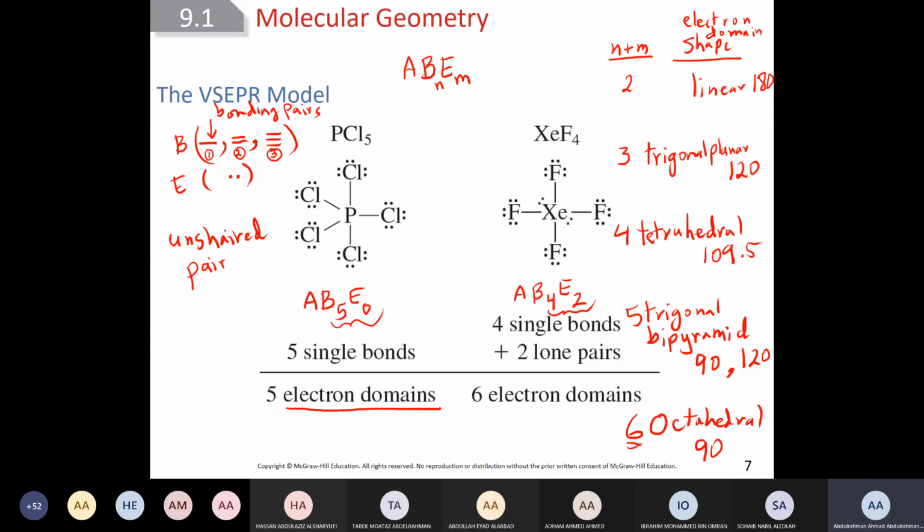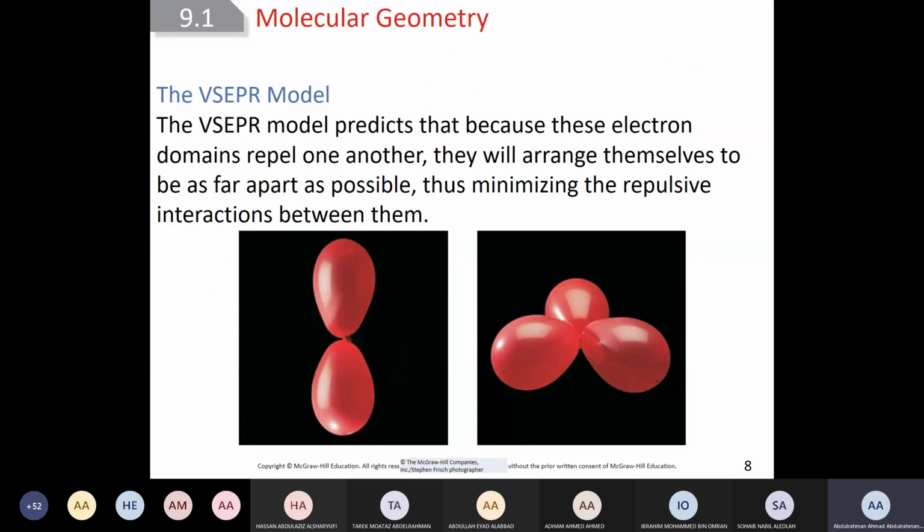All right. What I did before that was the shape. So what's the electron domain for this shape? It's 2, and the electron domain shape is linear. What's the electron domain in this shape? 3. And the shape? Trigonal planar.